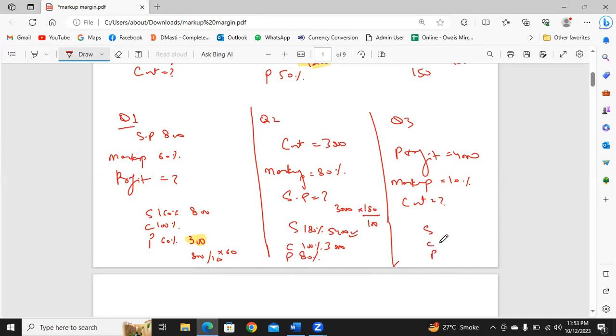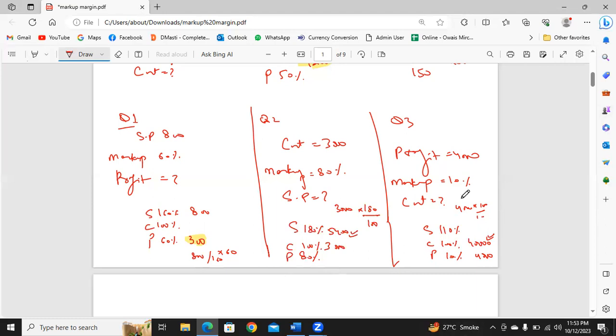In the third one, they have given 10% is 4,000. So we have to find for 100%, that is 4,000 into 100 divided by 10, which is 40,000. Yes, exactly. So this is 40,000.